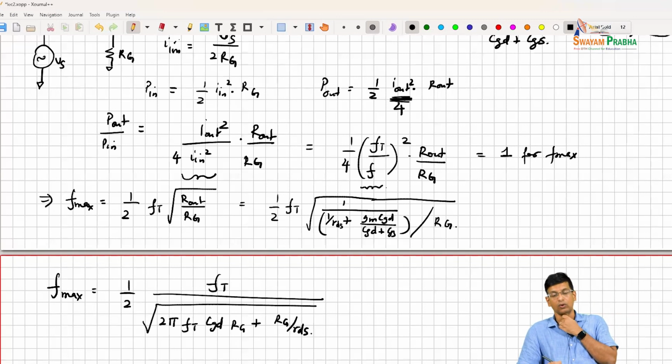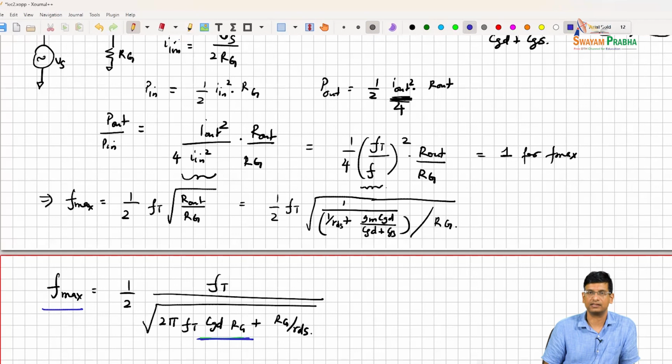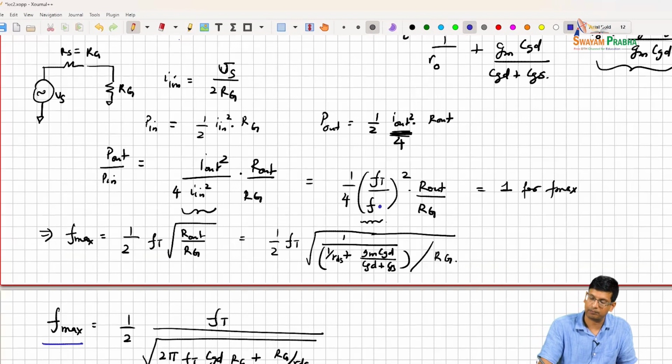Right? So what you see in this is that both CGD and RG are going to degrade your F maths, right? That's the first observation. And the next observation is there is a 1 over F squared dependence on the maximum gain that you get, right?